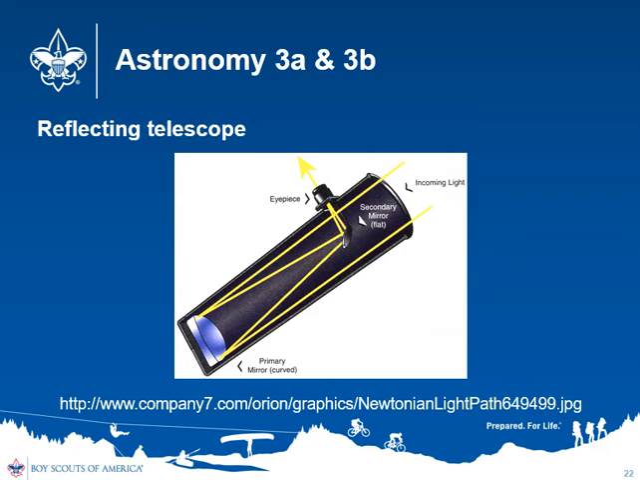So the reflecting telescope came much later, and this telescope doesn't use lenses. It uses curved mirrors, and light, as you can see in this diagram, comes into the telescope, and it reflects against that mirror, and that curved mirror gathers the light together. It shines against the secondary mirror, which reflects it to the eyepiece.